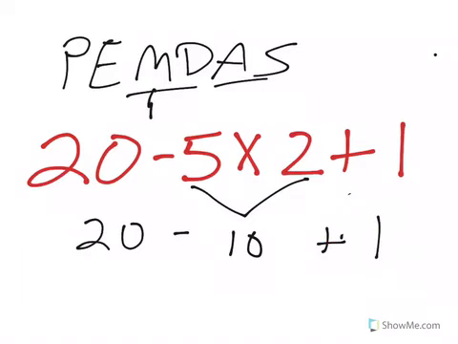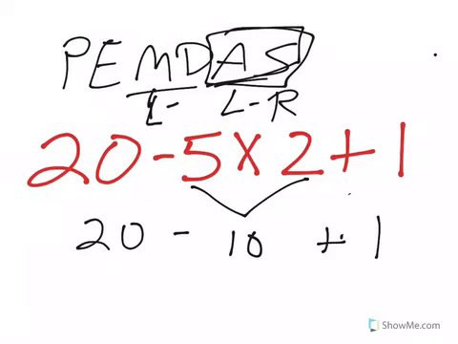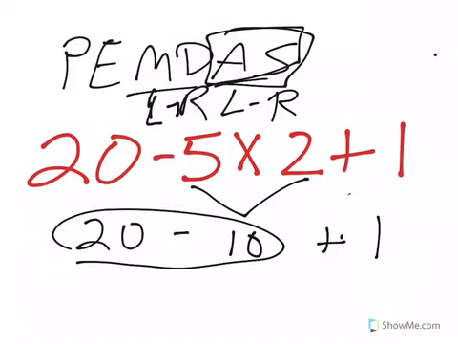So we have addition and subtraction. Now, look over here. The AS says addition and subtraction. But remember, it's left to right. So is multiplication and division. So even though addition and subtraction comes second, you actually do them in order from left to right. So we're going to do this first. 20 minus 10 is 10, plus 1, we end up with 11.